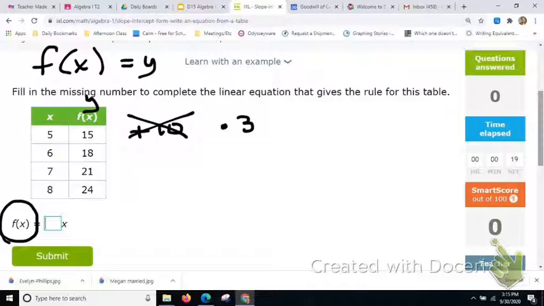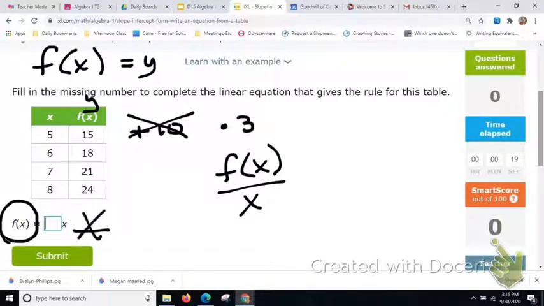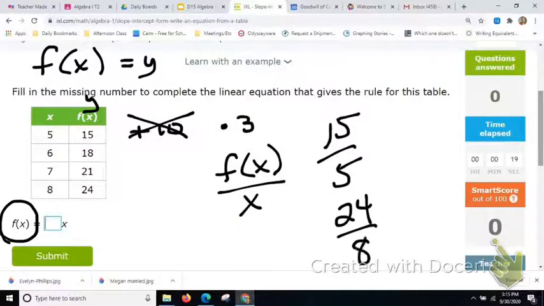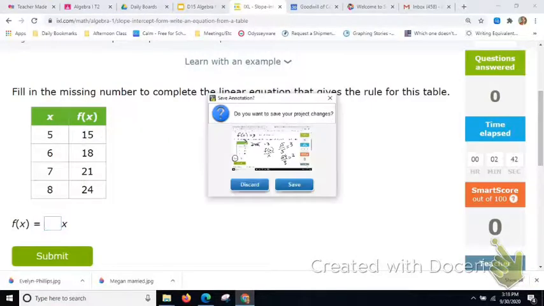If you weren't sure, you would take that f of x and divide it by x. Since there's no plus number, right? There's nothing out here. You're just looking for something to multiply. So whether I do 15 divided by 5, or I choose 24 divided by 8, all of those would give us 3. So since it's only multiplication, I can just type in that 3.